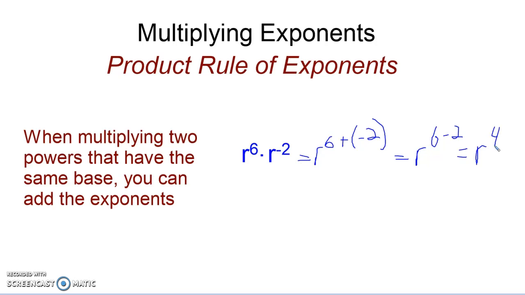We have the multiplying exponents, also known as the product rule of exponents. When we have r to the 4th, if we were to write that in expanded form, that would be r times r times r times r, which is a pirate's favorite problem, of course.